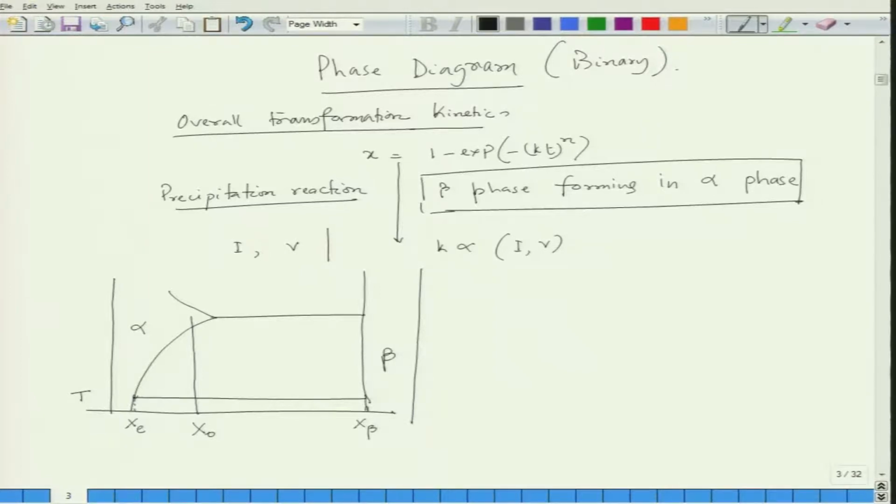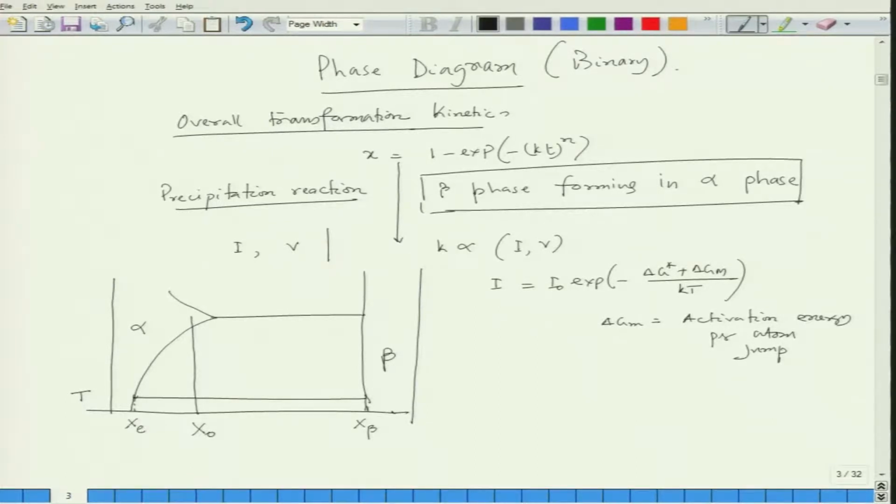So, in this phase diagram we try to find out I, which again has a general expression like this. And in this case we have not denoted this as D, rather we have denoted it as M delta G M, which is nothing but the activation energy per atom jump.